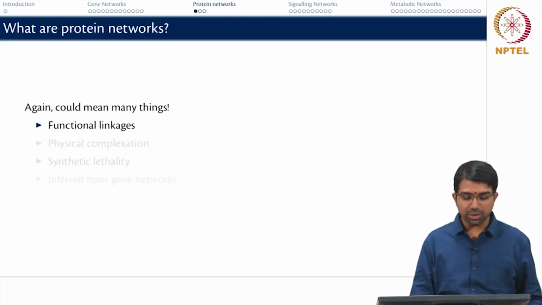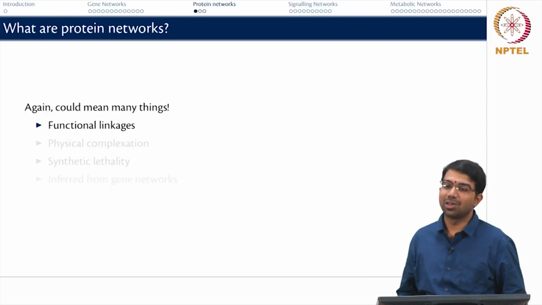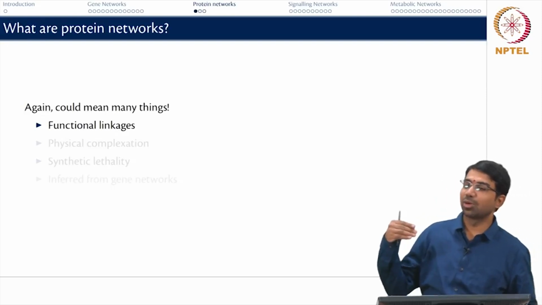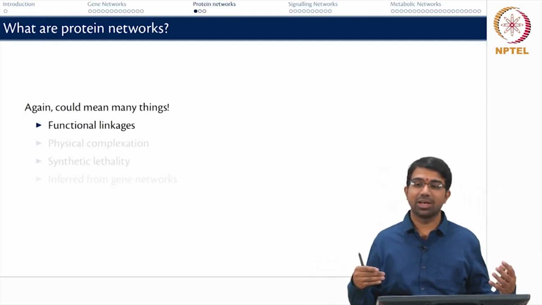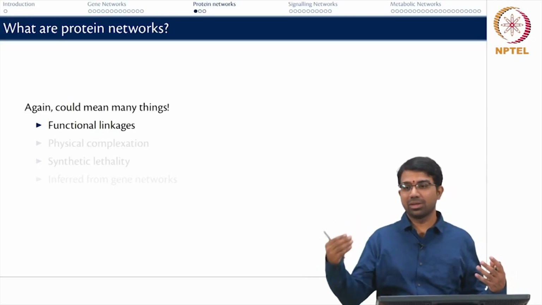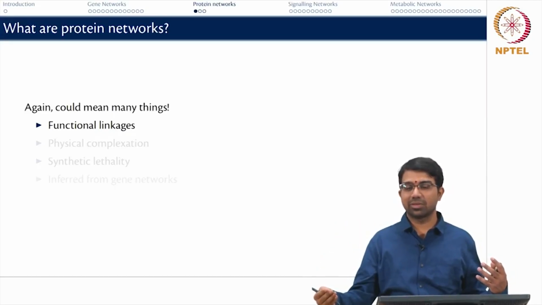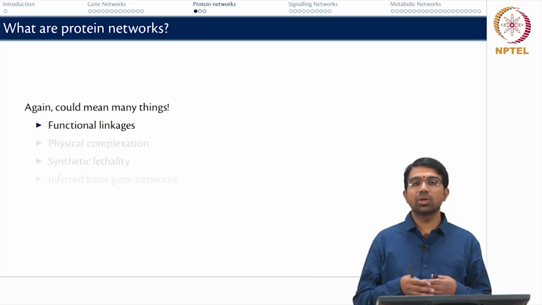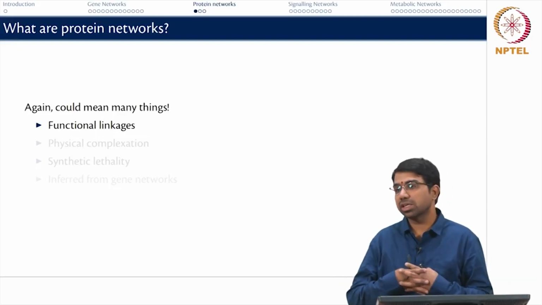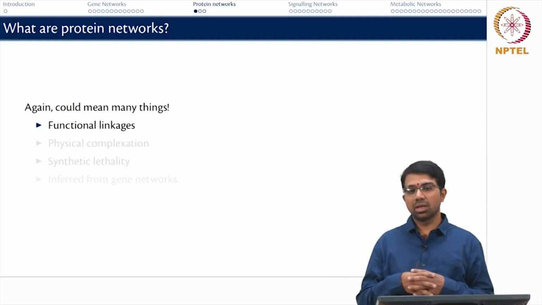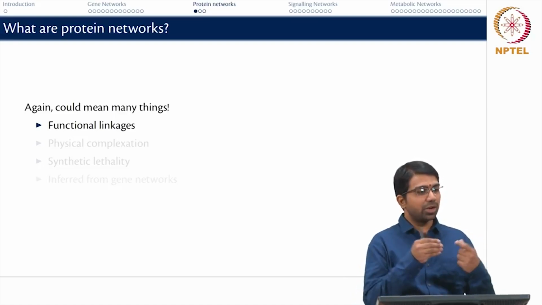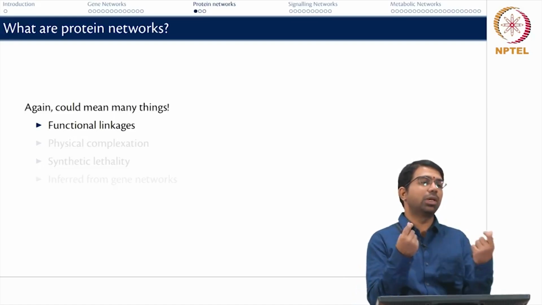So, what are protein networks? Again, it could mean different things, just like it could be a co-expression network or a transcriptional regulatory network or a synthetic lethality network in case of genes. Again, for proteins it could mean just functional association or functional linkages. What does this mean? It means that the function of two proteins is somehow linked.